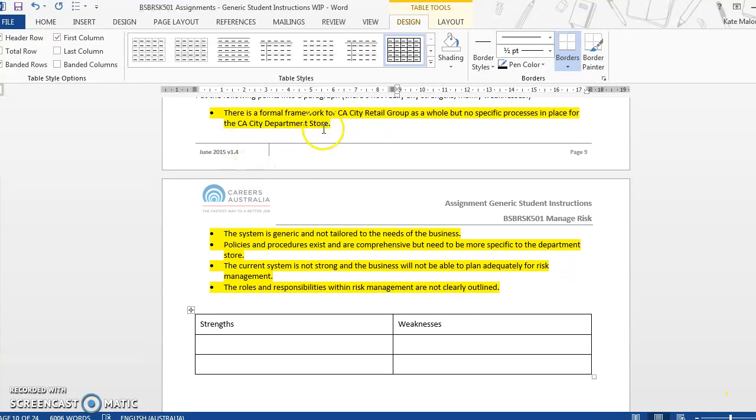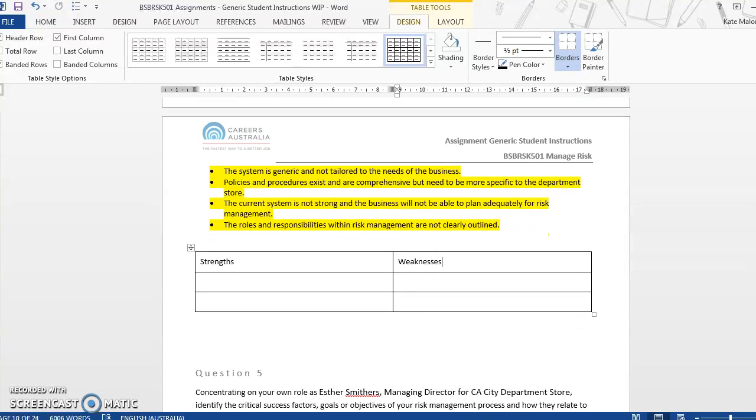So at the moment there's a formal framework as a whole for the retail group, but it's not specific to the department store. The system is generic and not tailored. Policies and procedures that do exist, I guess that's sort of a positive, but they need to be more specific. The current system is not strong and the business will not be able to plan adequately for risk management, and the roles and responsibilities within the risk management are not clearly outlined. So you can either put those into sentences or put them into the strengths and weaknesses table to outline those.